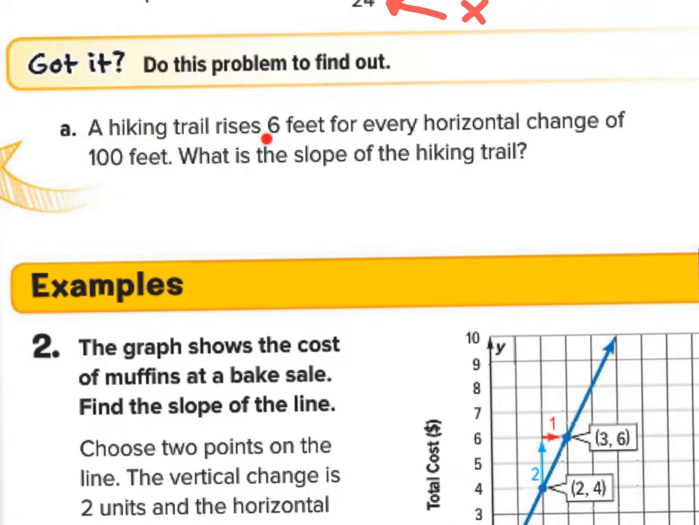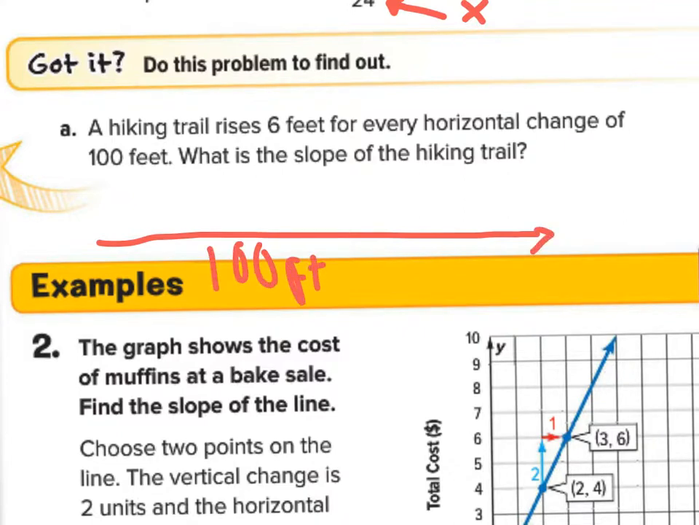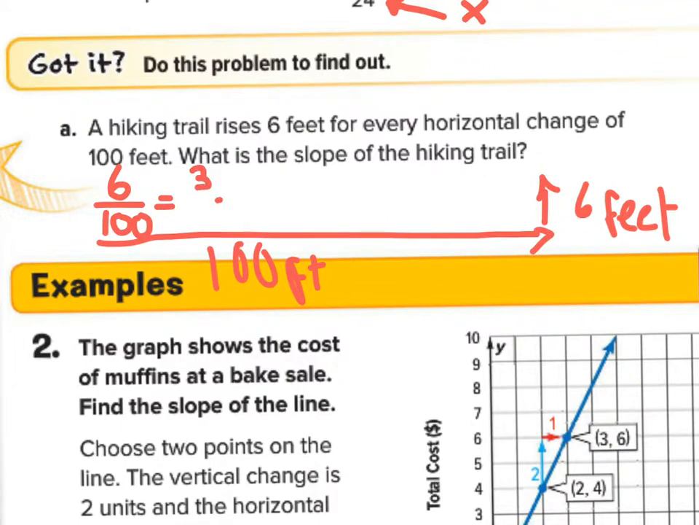A hiking trail rises 6 feet for every horizontal change of 100 feet. So we've got 100 feet horizontally, right? And we have a rise of only 6 feet. Obviously this is not to scale, but I just wanted to give you an idea that if this is going to be 100 feet, this little bit will be 6 feet, or even less than that, really. What is the slope of the hiking trail? We have a rise of 6 and a run of 100. If we simplify, I have 3 over 50. And that's as far as I can simplify it.